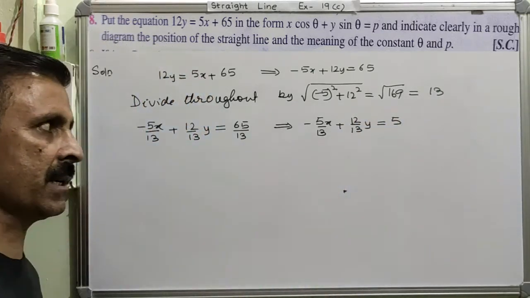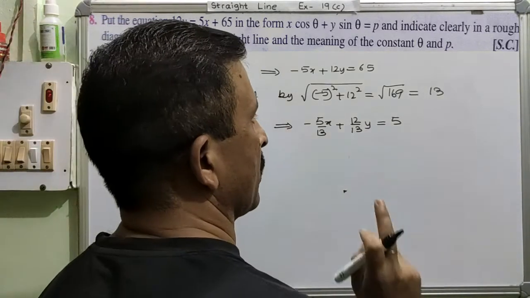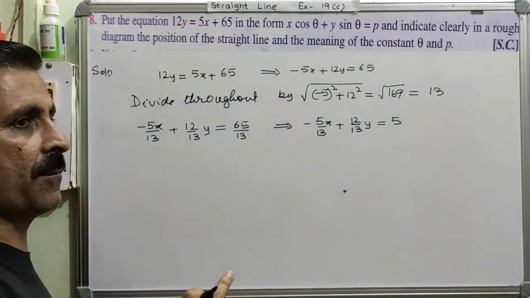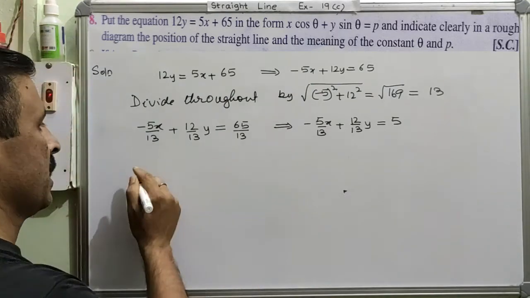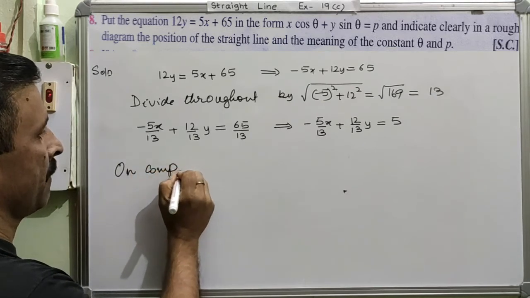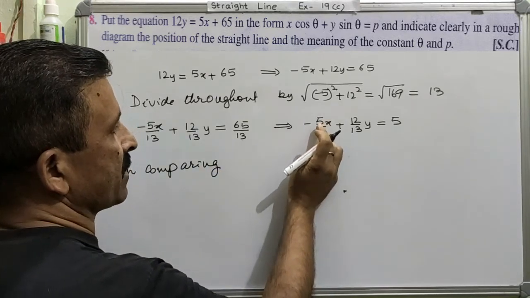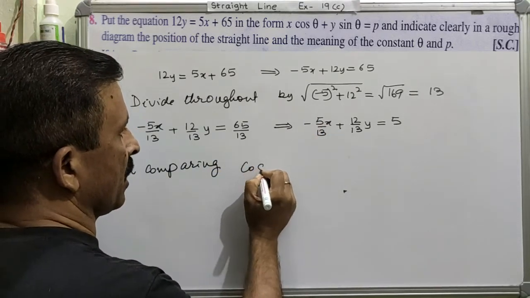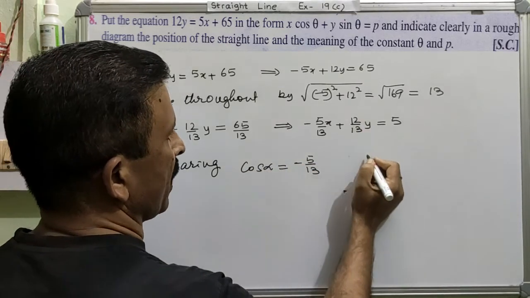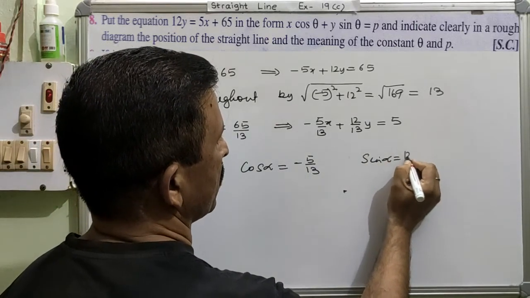So now once you have converted this into the perpendicular form, we can easily get the perpendicular. So perpendicular is done. Now we are going to do the calculation for finding the value of the angle. So this we can do by comparison. On comparing, the coefficient of x will be compared with cos alpha. Cos alpha is equal to negative 5 over 13. And the coefficient of y will be compared with sin alpha, which is equal to 12 over 13.